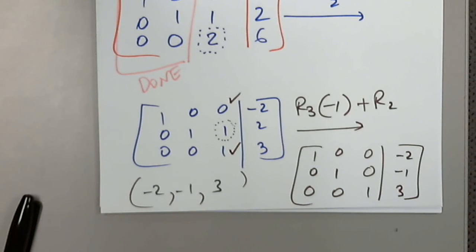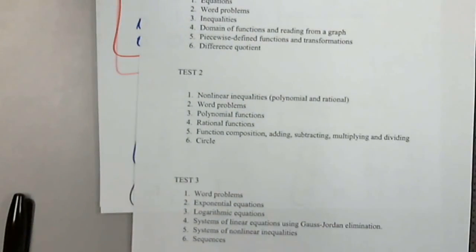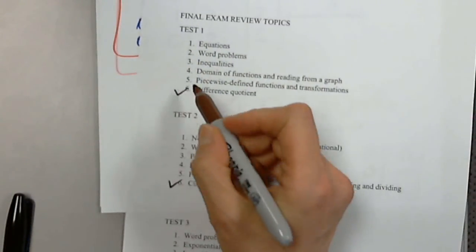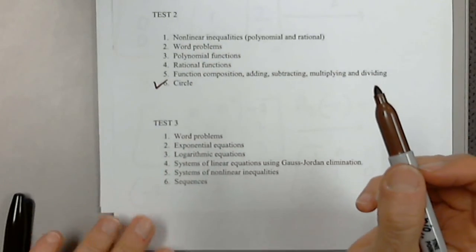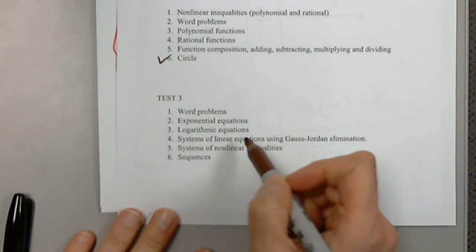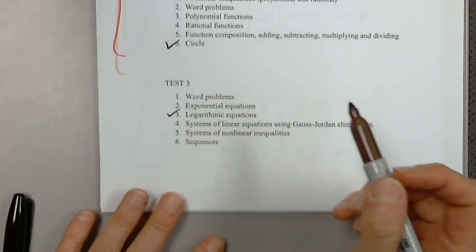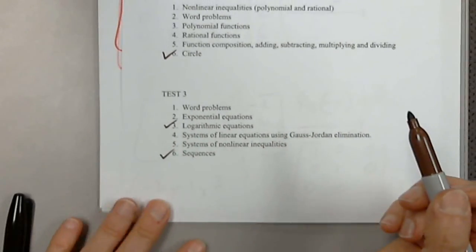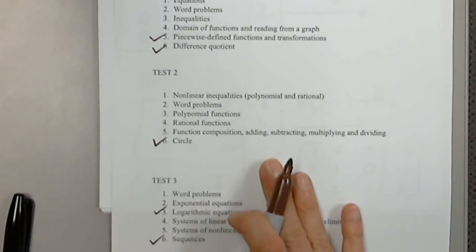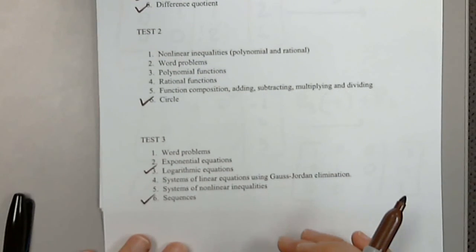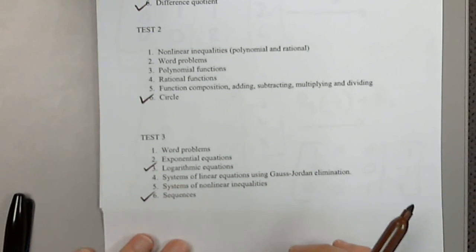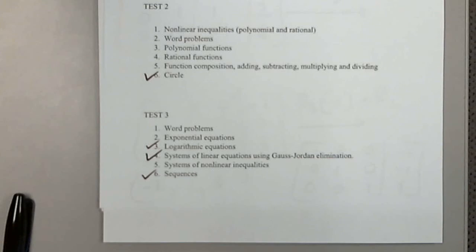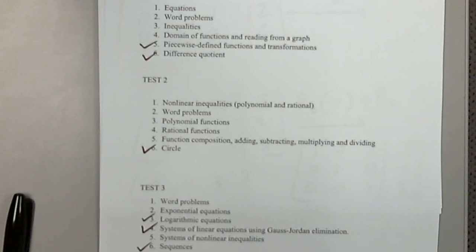Okay, next topic. So one more time, we looked at circle, difference quotient, piecewise defined functions. We looked at some, not equations, but some logs. We looked at some sequences. I think that was it. And of course, Gauss-Jordan elimination. Okay, what else would you like to go back to?